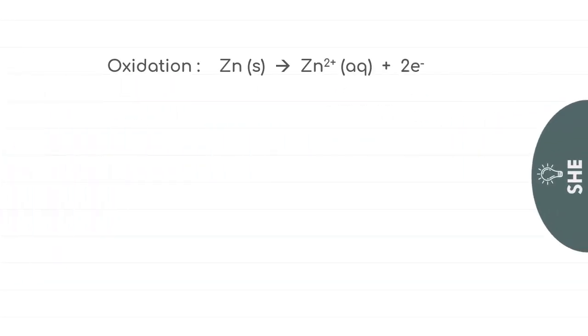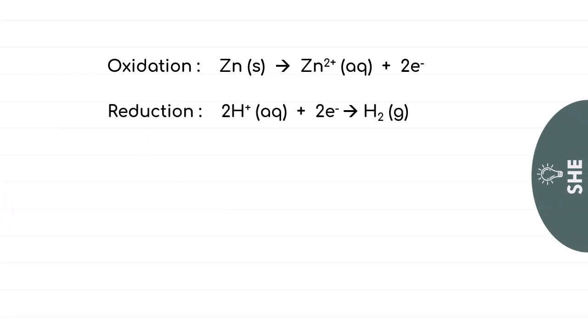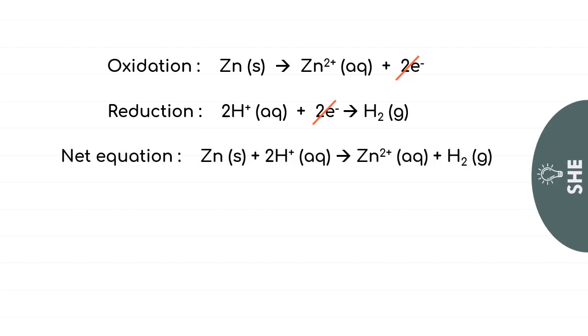Zinc will undergo oxidation and hydrogen will undergo reduction. Now we will put these two half cell reactions together to get a net ionic equation. We start with zinc solid followed by one vertical line, then zinc 2+ aqueous. If concentrations are provided, we need to include those values in the cell notation. And in this case, we have 1 molar solutions.